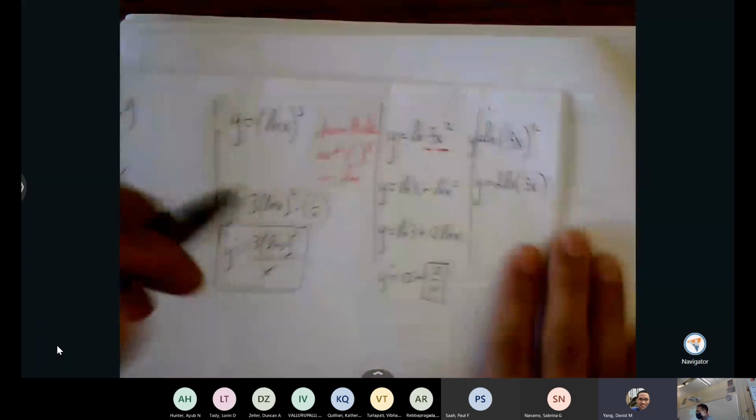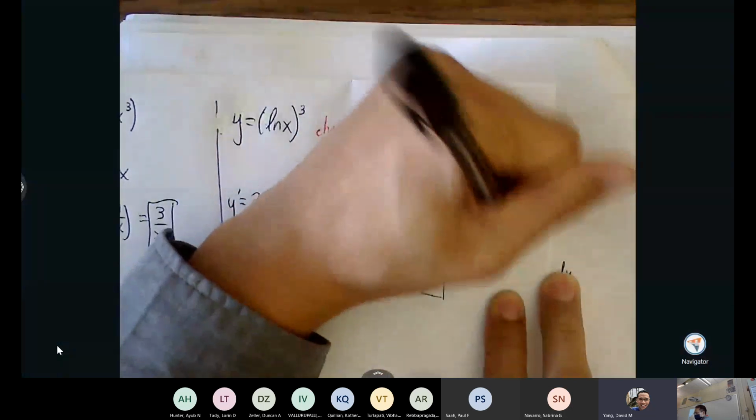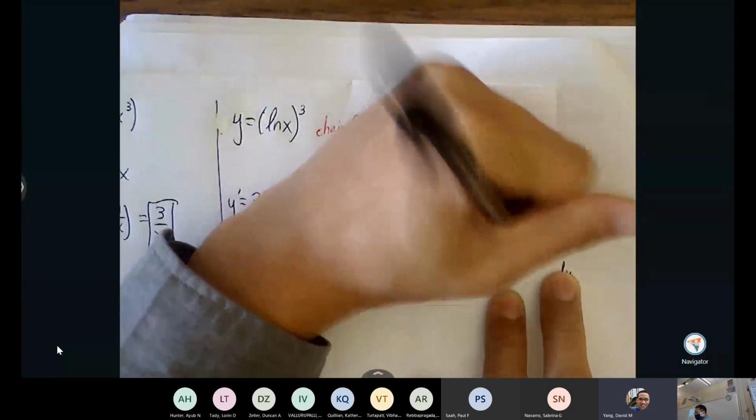Okay, so if I want to find the derivative of this, I can say y prime is equal to 2 times u prime over u, so that's 3 over 3x.